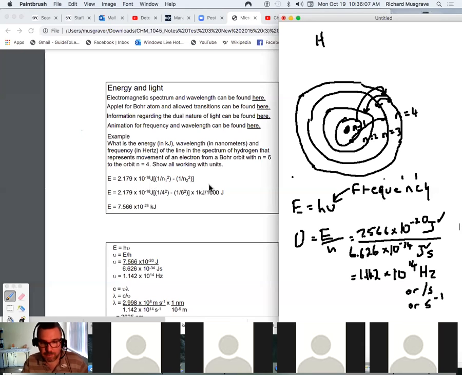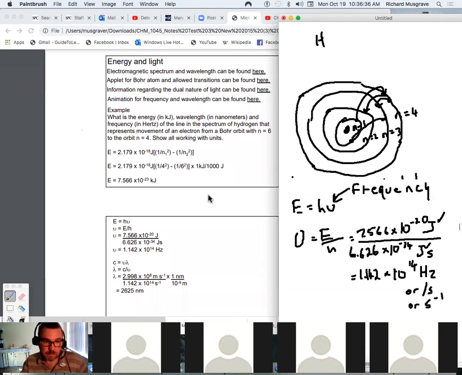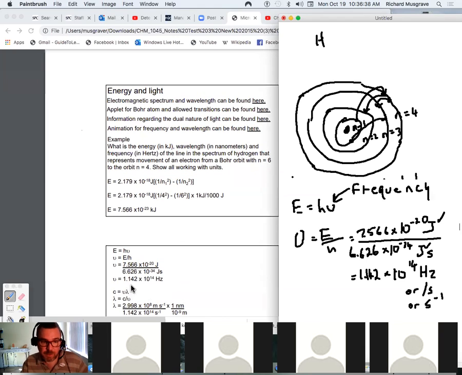Now you'll notice that it's kilojoules here, but we need joules because our Planck's constant is in joule seconds. So the units have to match, which is why I took the value in joules, not kilojoules. That's important. The way I get the joule value is just simply not to do this conversion at the end, not to divide by 1,000. So that gives us the frequency. And then we can talk about how to get the wavelength.